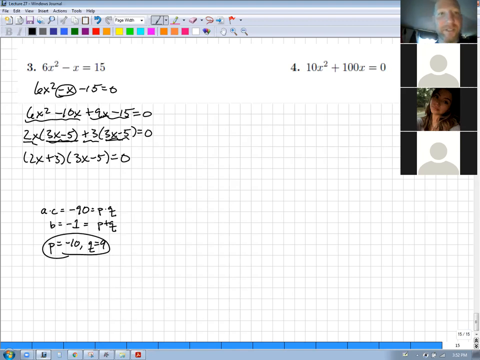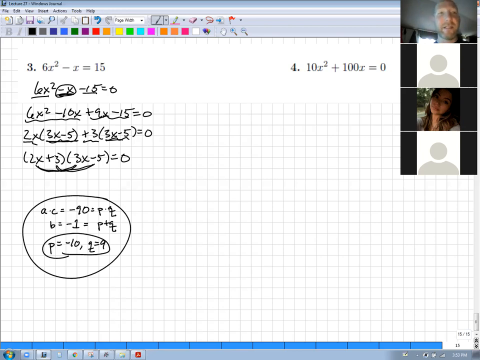Okay. We can check our work, right? We multiply this by this. That's where we get the minus 15. We'd have a 9x minus 10x. That would give us this minus x. And the 2x times the 3x would give us the 6x squared. So this is your trick for factoring stuff that you can't just eyeball.